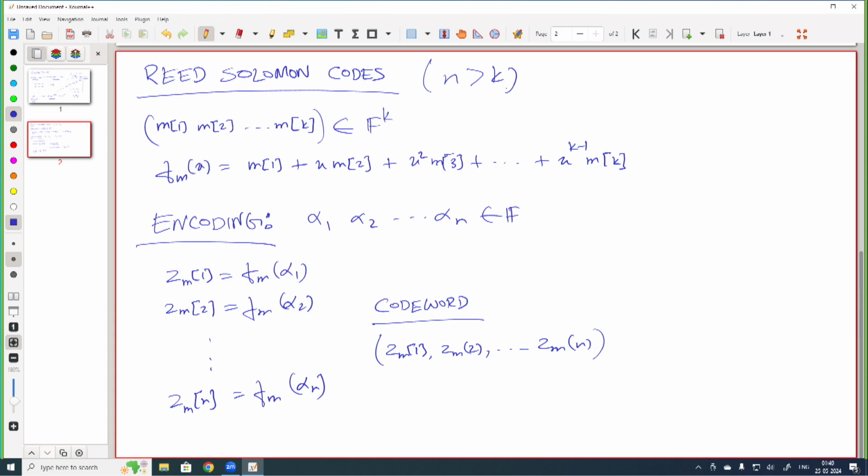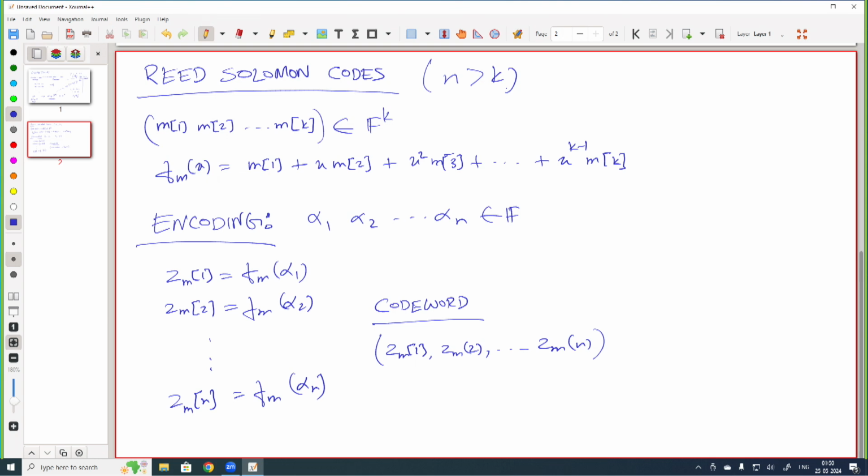So if I have two code words starting from two distinct messages, then at how many places can these two code words agree? At most k minus 1. Because if they agree on k things, then they will become the same code word.